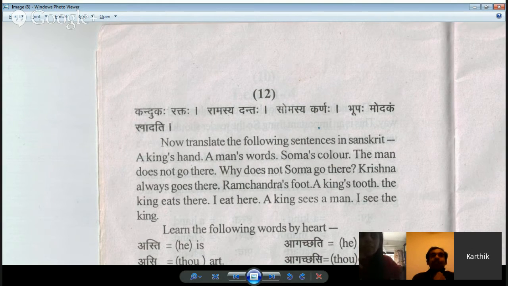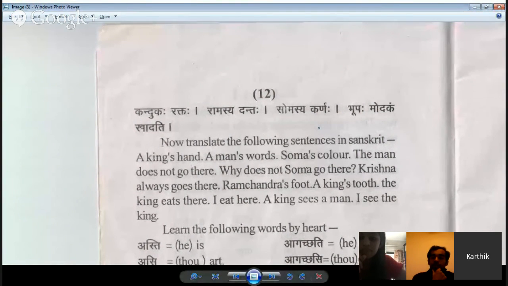A king sees a man. Bhupaha purushaha pashyati. No, here the man is the object, right? The king is seeing. But who is he seeing? That will be an object. So what will happen to Purusha? Bhupaha Purusham pashyati, or Naram pashyati, or Manushyam pashyati, or Janam pashyati, or whatever. Here it's an object. So it becomes Naram or Purusham. Bhupaha Purusham pashyati.